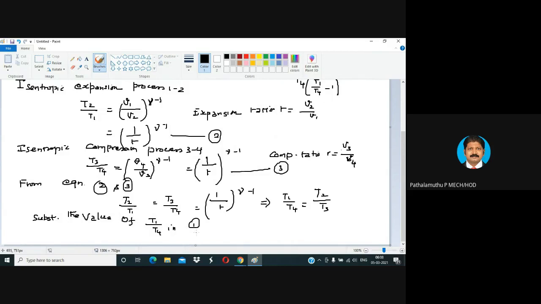Eta equal to 1 minus T3 by T4 equal to 1 minus T2 by T1 equal to 1 minus 1 by R power gamma minus 1. So, eta equal to 1 minus 1 by R power gamma minus 1. Final equation, eta equal to 1 minus 1 by R power gamma minus 1, the efficiency of the Otto cycle.